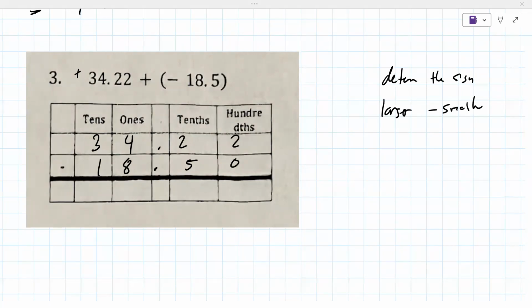$52.72. You're subtracting though, not adding, which means you may have to borrow. We'll make the subtraction sign more clear here coming up.